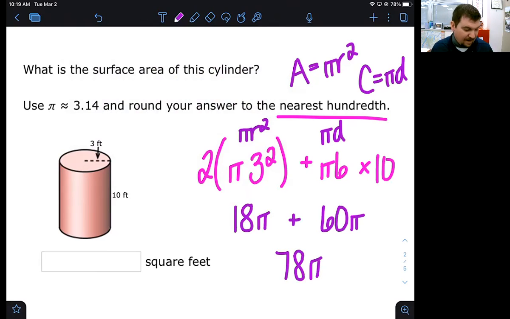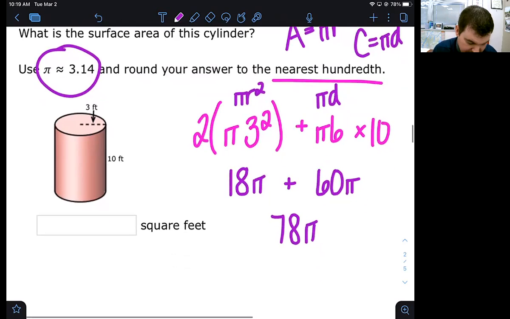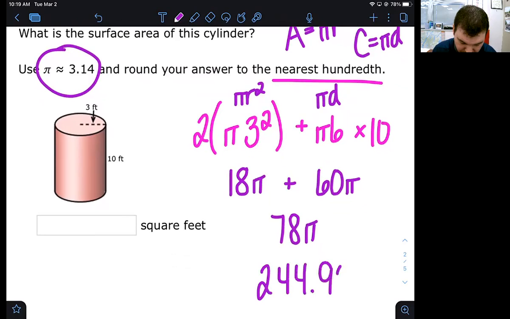So now I will grab my calculator, and I will type in 78 times 3.14. If you're working on an iExcel, it does want you to use 3.14. If you're working on one of these extra credit ones, it does not want you to use the pi button. And 78 times 3.14 is 244.92. And that's square feet.